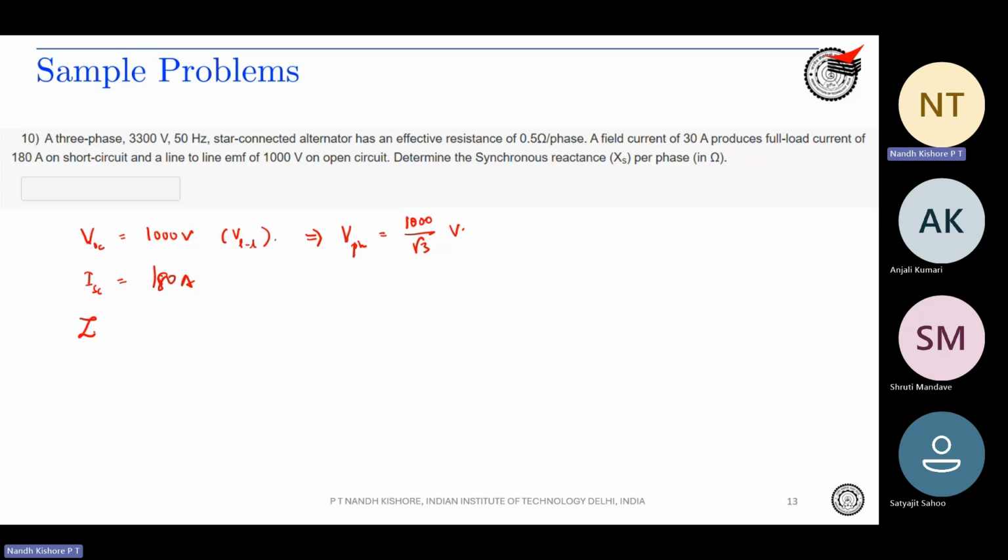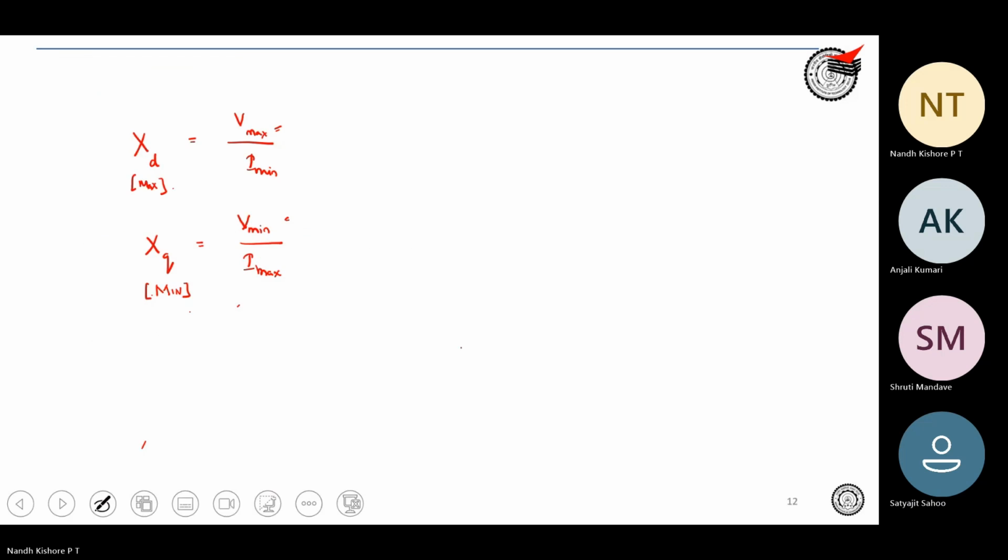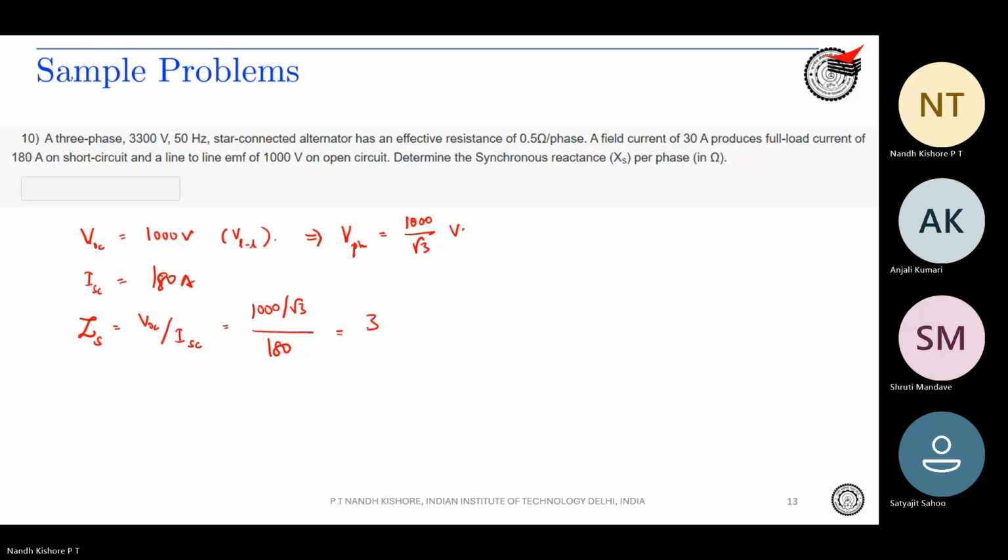Okay. So what is your impedance then? ZS is going to be VOC over ISC, right? That is 1000 over √3 divided by 180. So how much do we get? We get 3.21. So you get 3.208 ohms. This is your ZS.